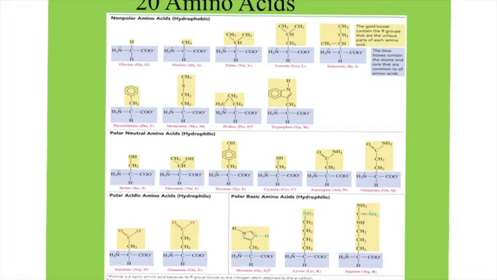Okay, I'm not going to ask you to memorize the structure of all 20 amino acids, but you do need to know the names and whether they're polar and nonpolar, acidic, and basic. You do need to know the 3-letter abbreviations and the 1-letter abbreviations.